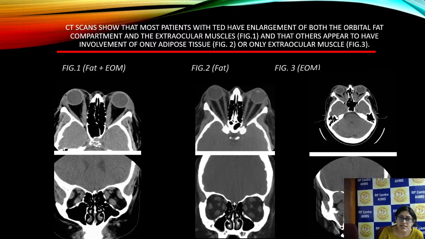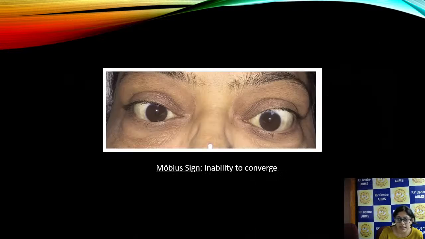CT scans done in such patients have shown that some have an expansion of the orbital fat compartment, which is called the lipogenic variety of orbitopathy, and some have an enlargement of the extraocular muscles, which is the myogenic variety, whereas some patients have involvement of both the adipose tissue and the extraocular muscle tissue. This is important because this will guide our management when we do an orbital decompression. This is an image showing the Mobius sign, which is basically an inability to converge.